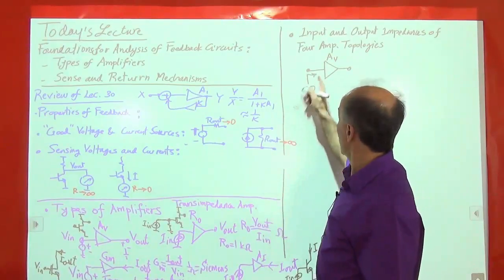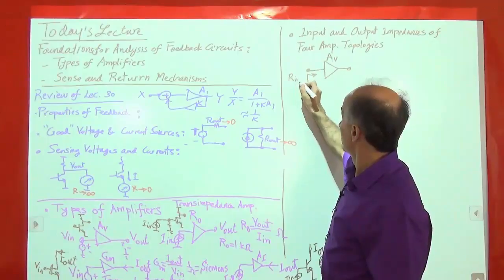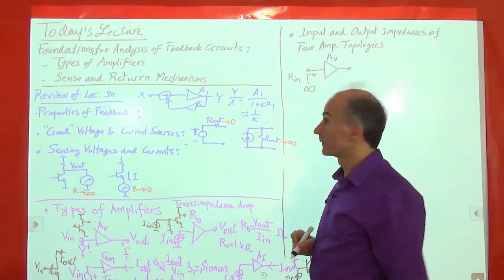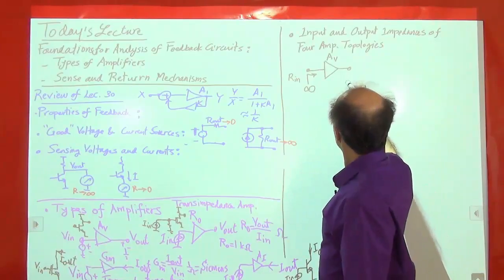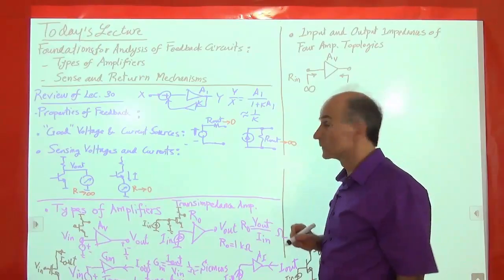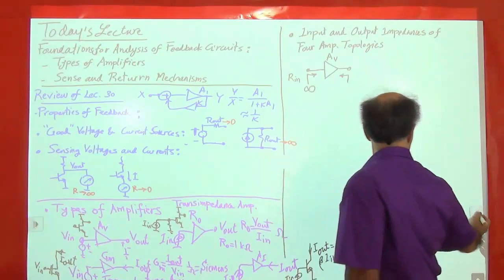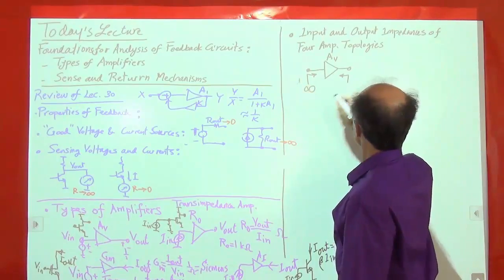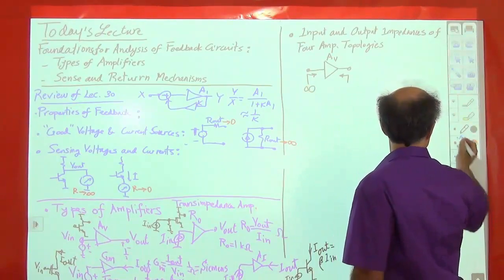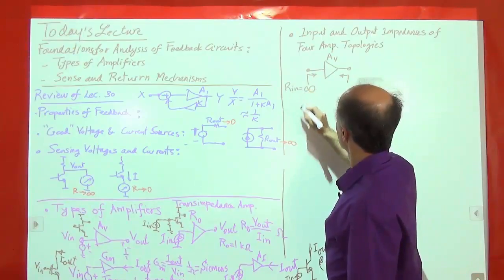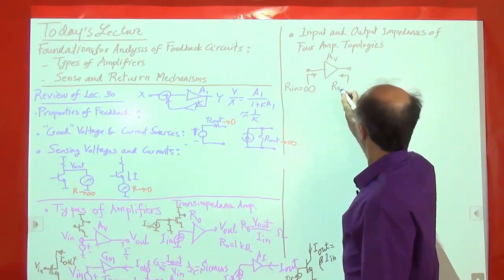All right, so that means the input impedance, right? Okay, now, how about the output impedance? So let me clean this up a little bit so that it's all organized. So R in is equal to infinity. How about R out?